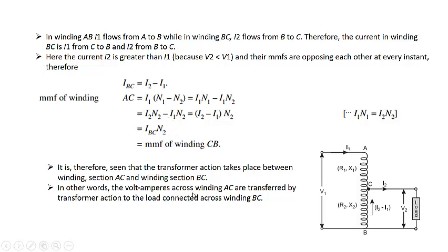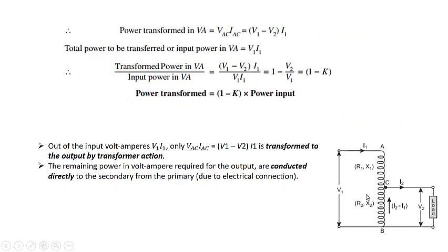In other words, the volt amperes across winding AC are transferred by the transformer action to the load connected across BC. This is very important because, apart from the conduction, that is the direct connection between this and this, the transformer action also takes place between the winding AC and BC. So power transferred in VA, that is the power transferred inductively from this winding to this winding, will be VAC into IAC, that is equal to V1 minus V2 into I1.